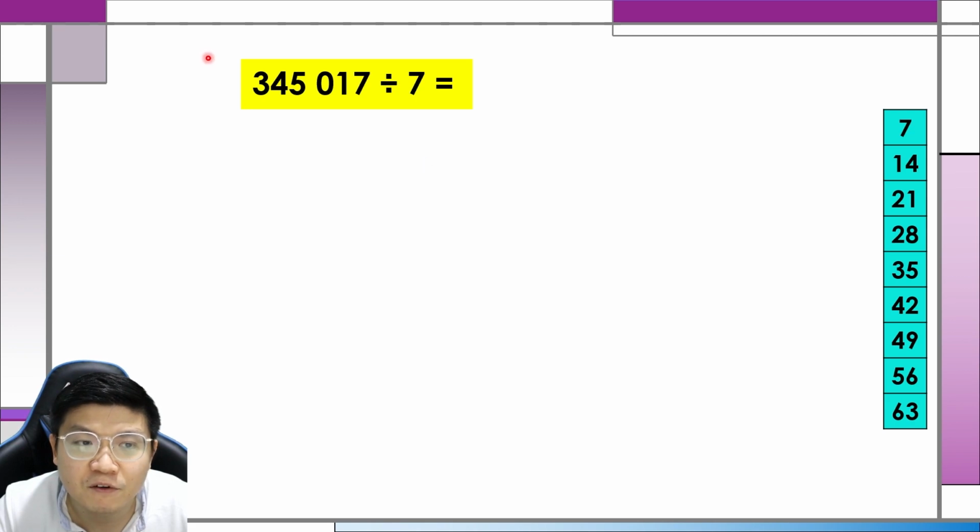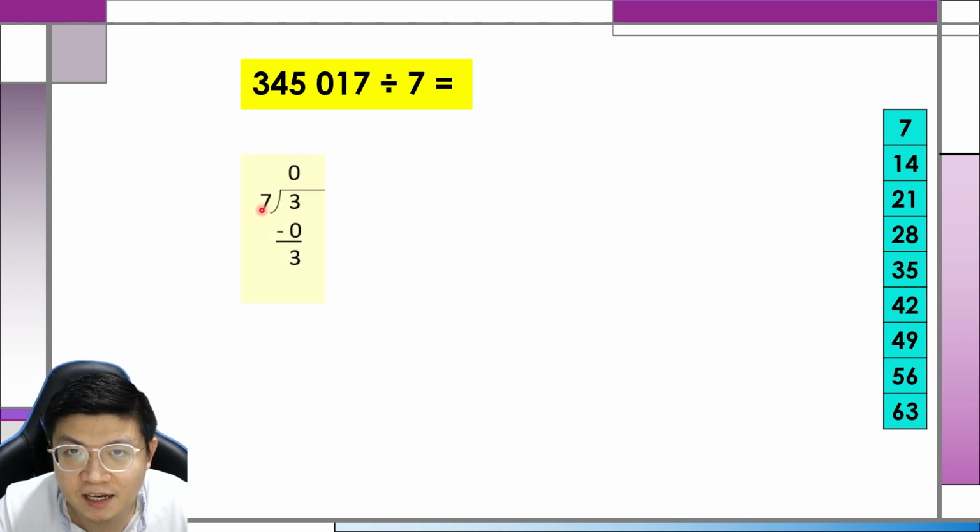So I'll be starting from 3 here. Now, by taking 3 divided by 7, you go and look for the times table of 7. Not enough. 3, the first slot also not enough. That's why 7 times 0, 0. So when you try to minus, I get 3 here. Still remain 3. Never mind. I will move forward to the next digit, which is 4.